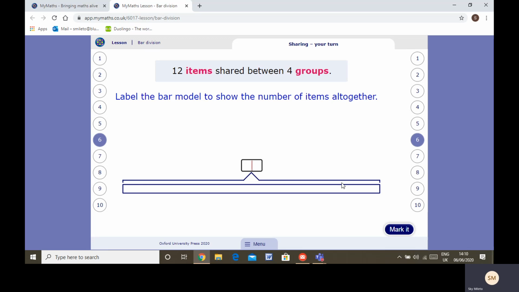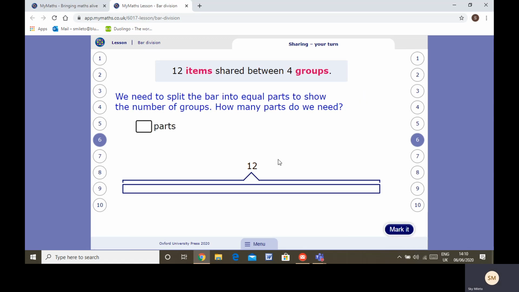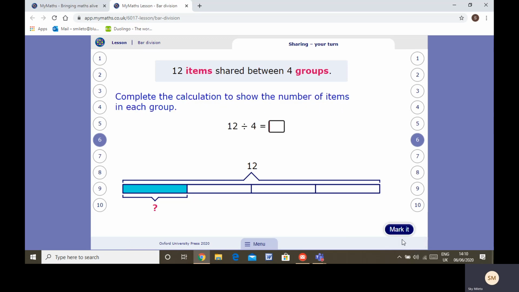So we know the total number of items in this whole bar is 12. We know we're going to split the bar into 4 parts because there's 4 groups. And now we need to think about the calculation we're going to do for one part. 12 divided by 4. Now I know 4 times 3 equals 12. So 12 divided by 4 equals 3. 3, 6, 9, 12.